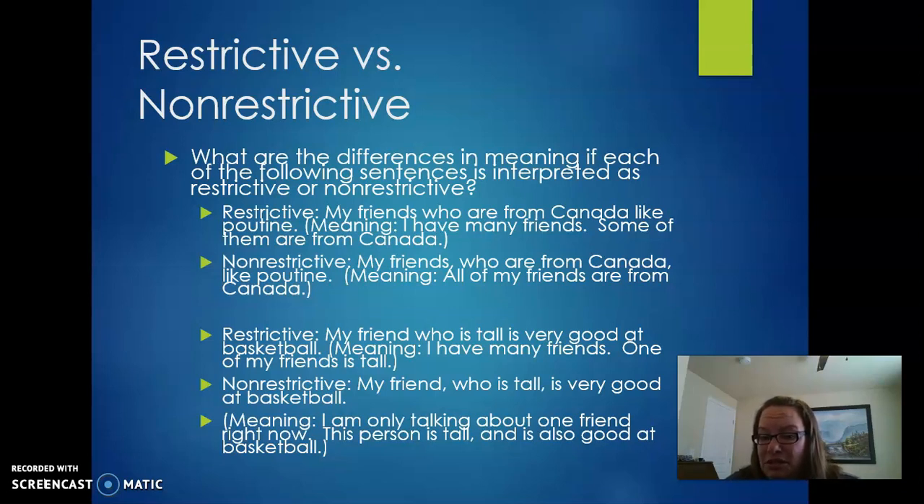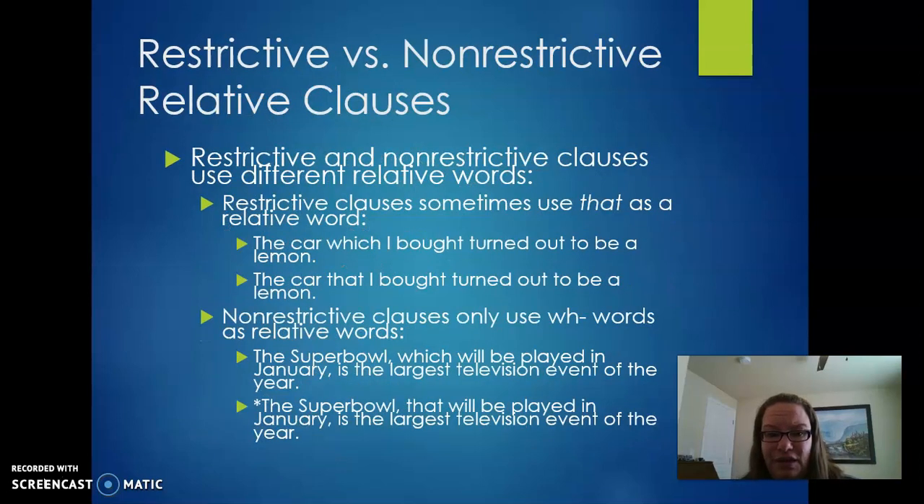And that person is tall, okay? So it's not necessary for me to specify that he's tall because it's the only friend that I have, okay? So they can use different relative words as well, okay? We learned before that we could use that for almost all relative clauses. And that's true except for non-restrictive clauses. So non-restrictive clauses require a WH word as the relative word. They don't seem to work the same using the word that.